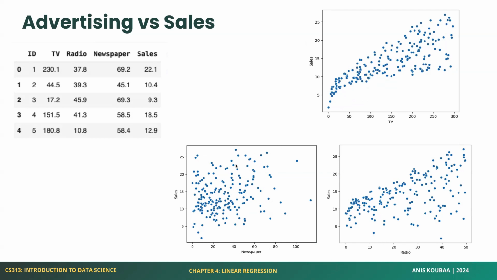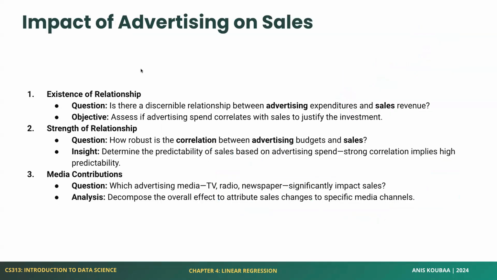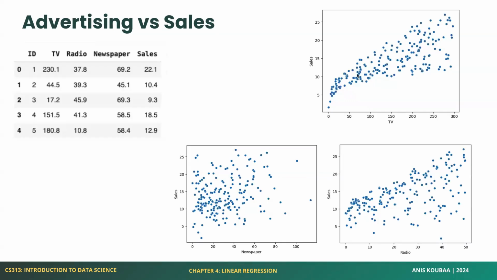Okay, so now in these type of situations, we would like to assess the impact of advertising on sales. And there are multiple questions that we can ask at this stage. For example, is there any relationship between the advertising expenditure and the sales revenues? Another question would be, for example, how robust will be this correlation? Now, if we see here, we have 3 correlations. They are not with the same robustness.